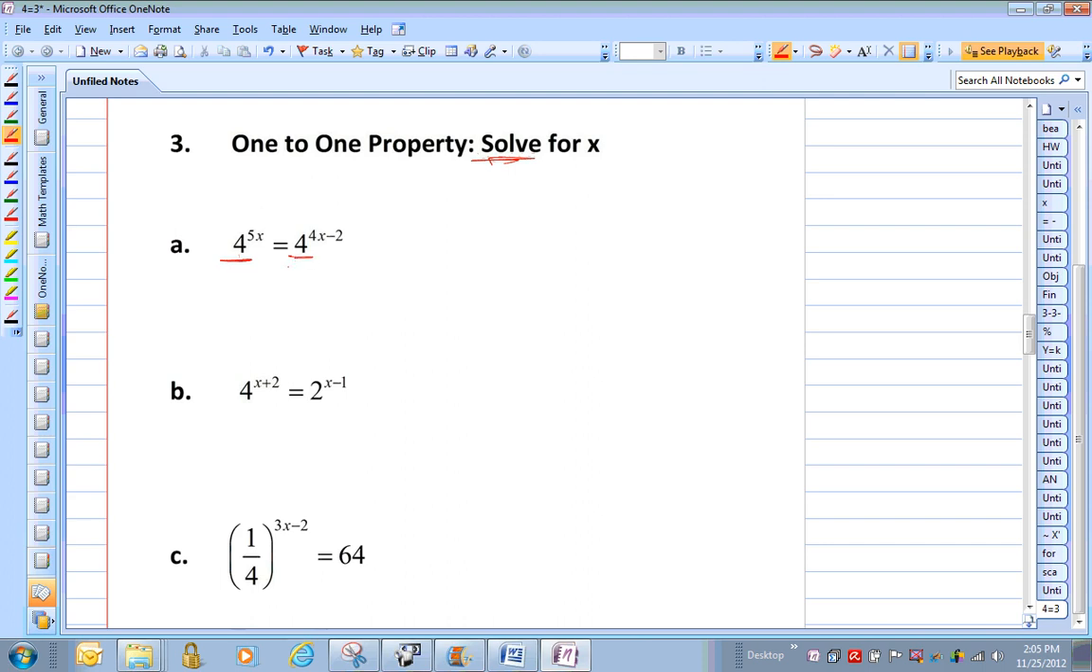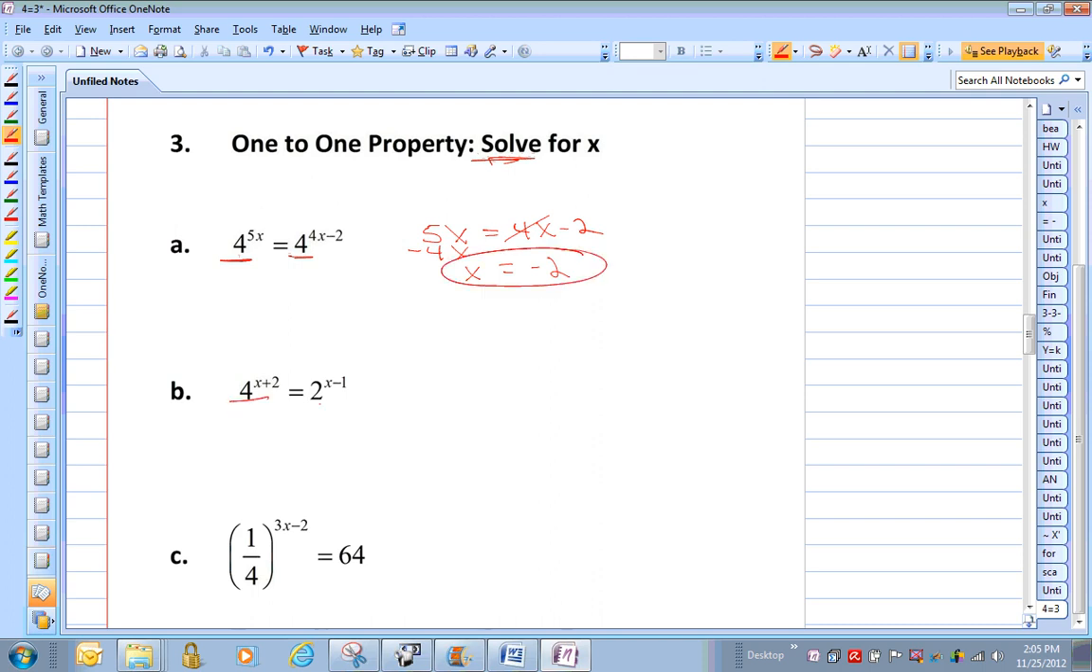So in the first one, we are already one-to-one. The bases are already 4 and 4, so all we will need to do is solve the exponents, which would be 5x equals 4x minus 2. I would subtract the 4x on this side. I would get x is equal to negative 2, and that would be my answer.